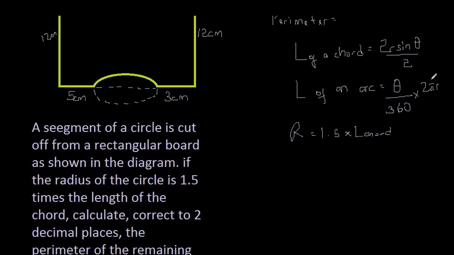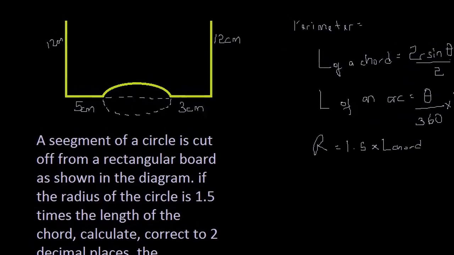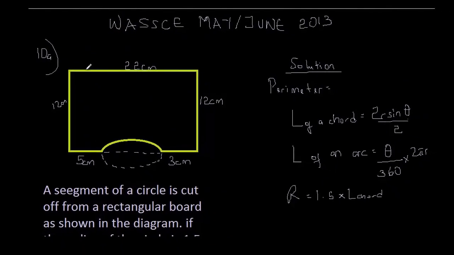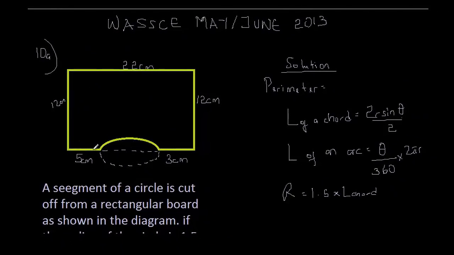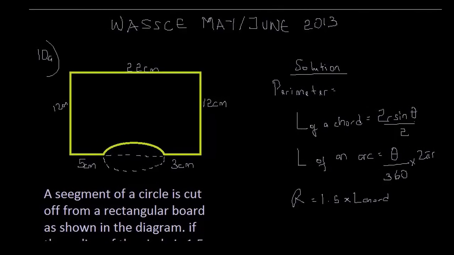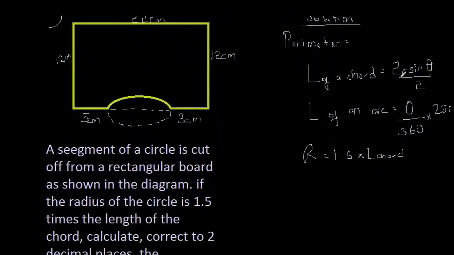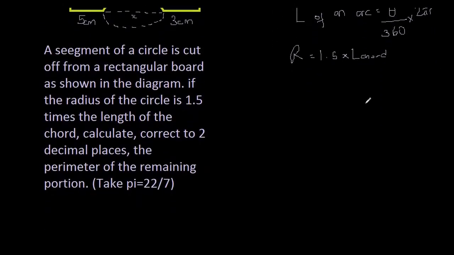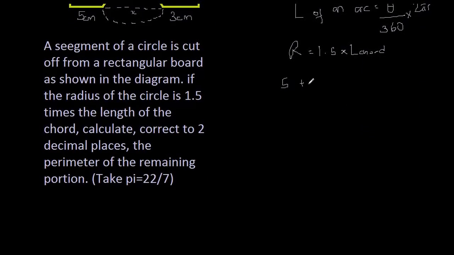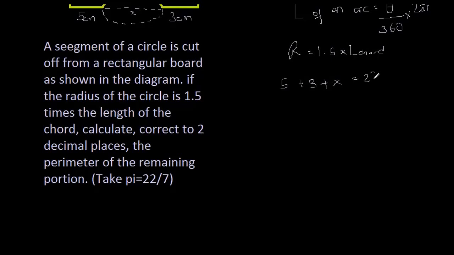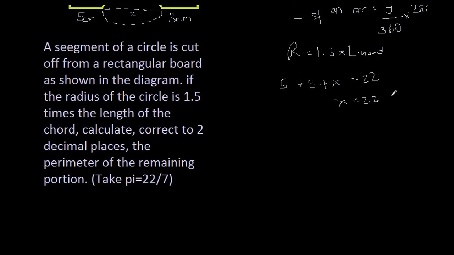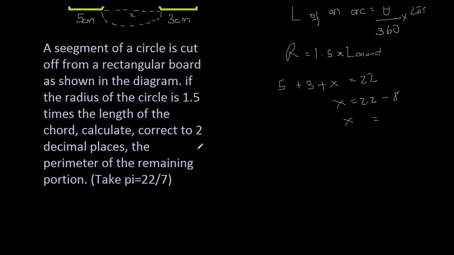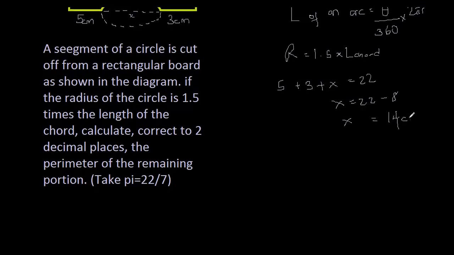To calculate the length of the chord, let's imagine we have the complete rectangle. This is 22, and because it's a rectangle, opposite sides should be equal. So the whole of this should give you 22. Let's call this length here x. So 5 plus 3 plus x should be equal to 22, making x equal to 22 minus 8, making x equal to 14. So I have this as 14 centimeter.